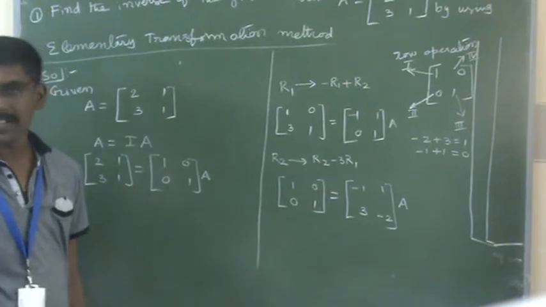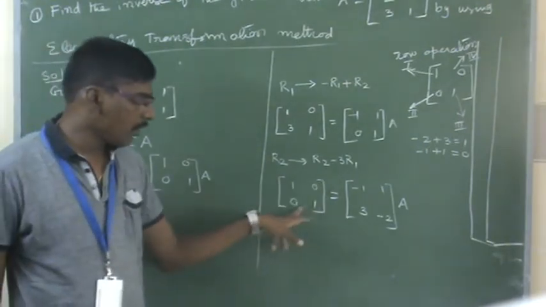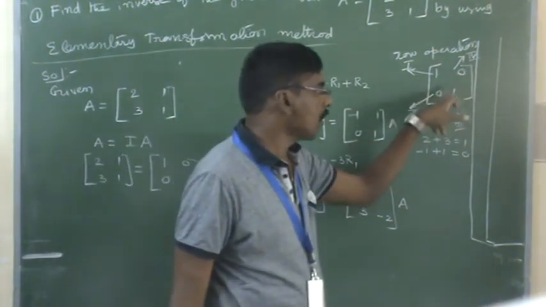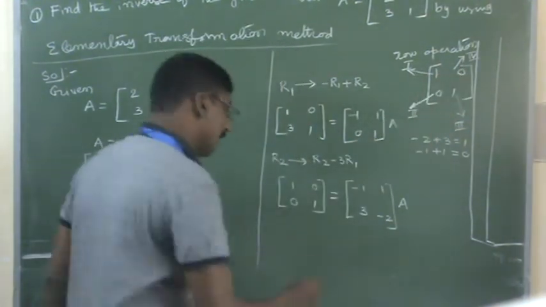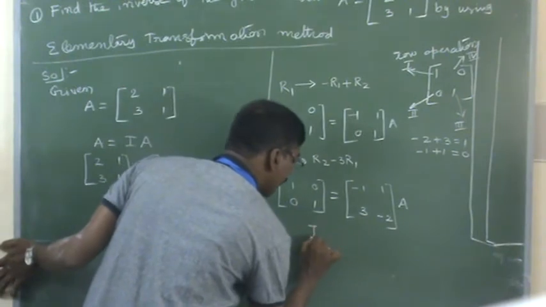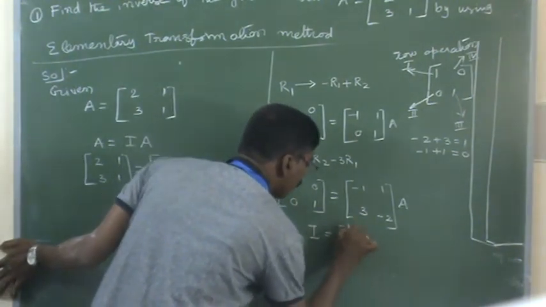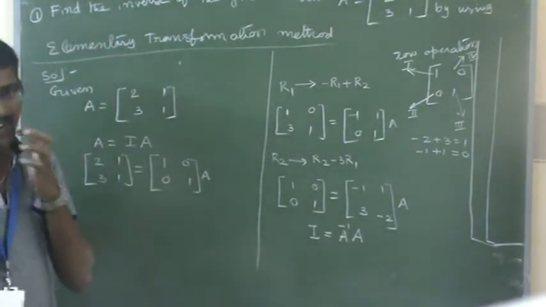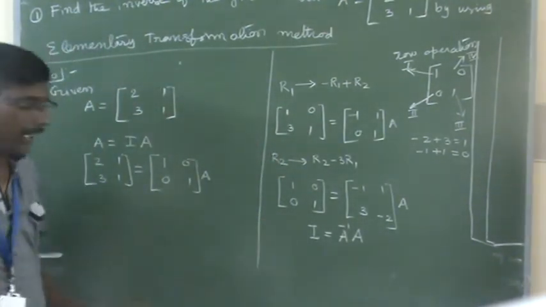See the left hand side, what's the value there? 1, 0, 0, 1. Our targets also should be converted as 1, 0, 0, 1. That is, the value of identity matrix I is equal to A inverse into A. You can write down this formula also. A into A inverse is equal to identity matrix I.